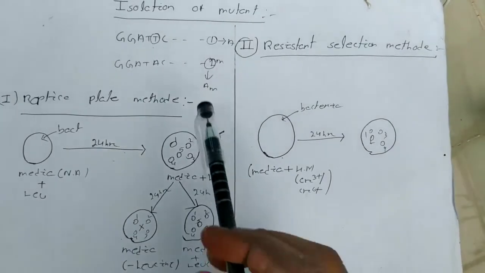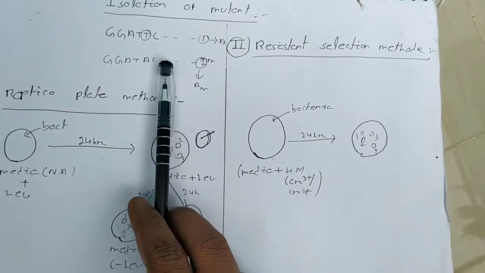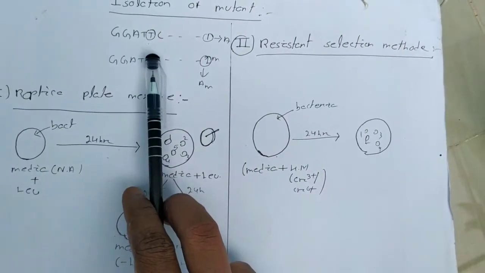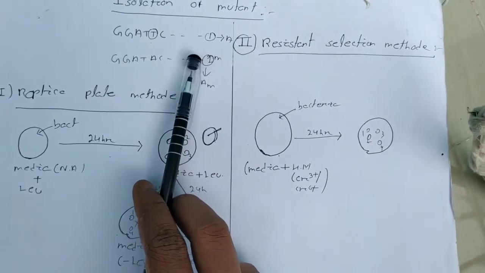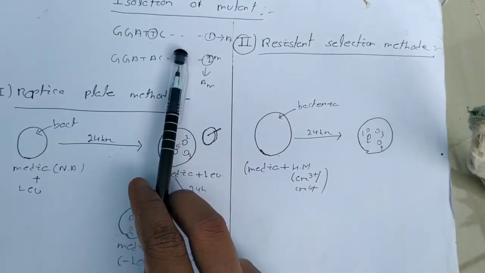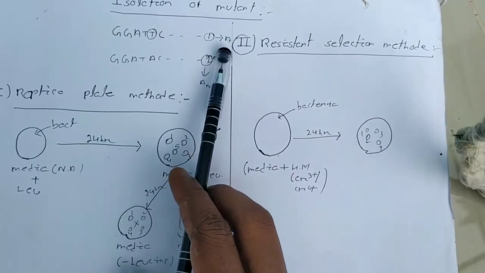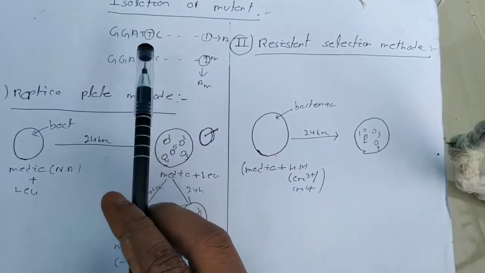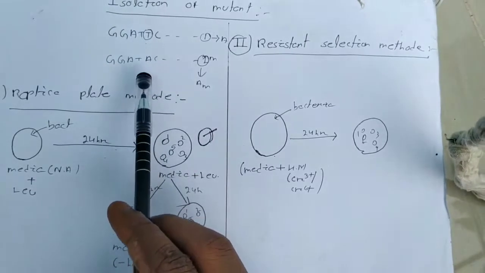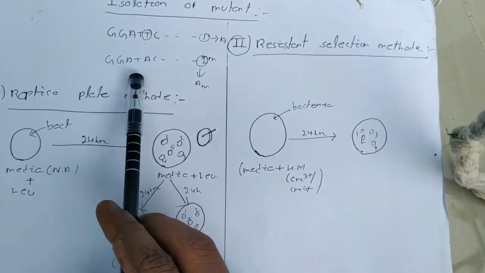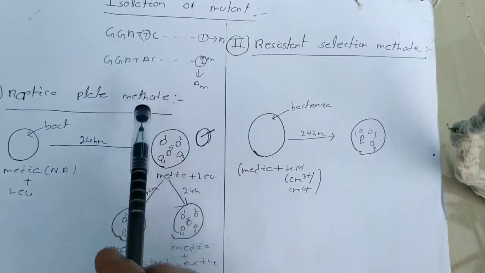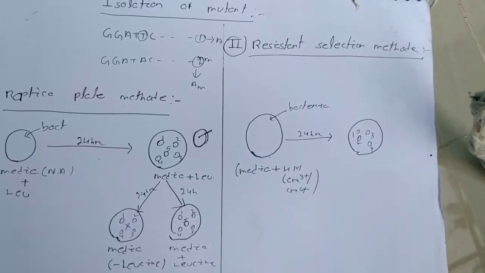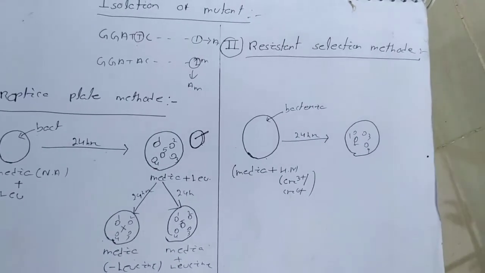Suppose here we have a gene having the genetic sequence GGATC, and this gene codes for, suppose, protein A. If there is an alteration of a nucleotide, like thymine to adenine, then the sequence will be GGA-TAC, and this will code for a different type of protein, which will change the total expression of the organism.